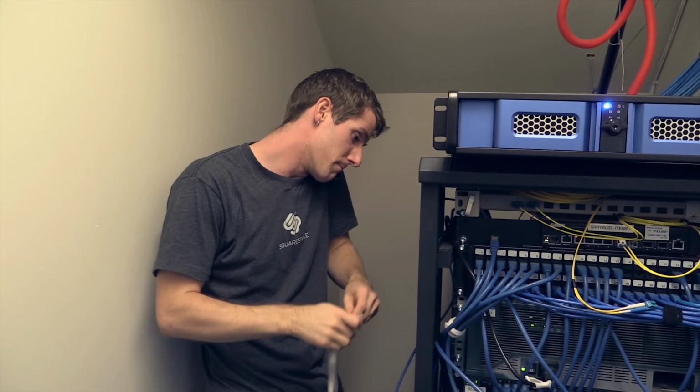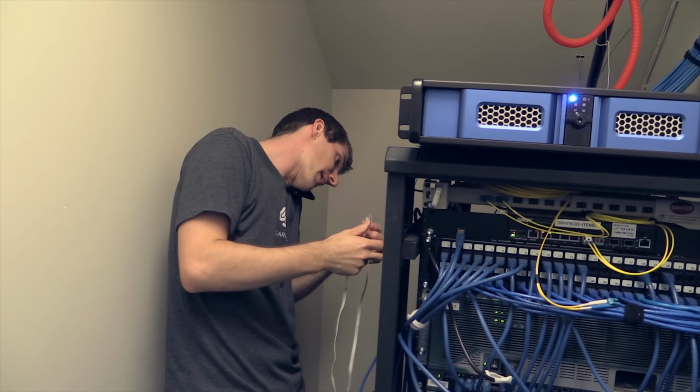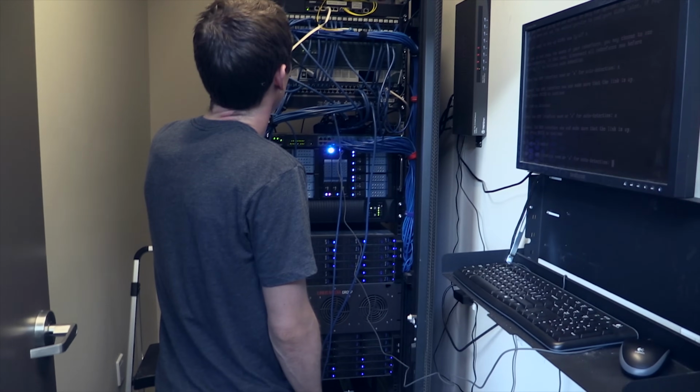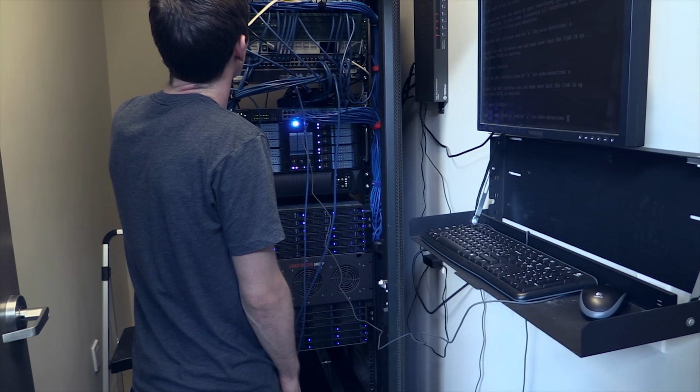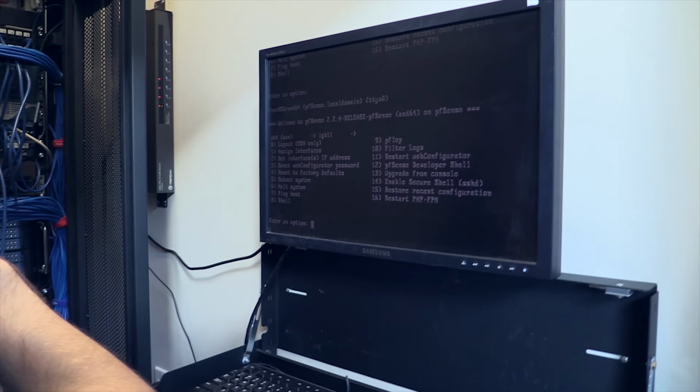Oh, it's definitely not in my server room. So I have an MRV in my server room. Would it help if I just sent you a picture of what I'm looking at? I'm at the main menu.